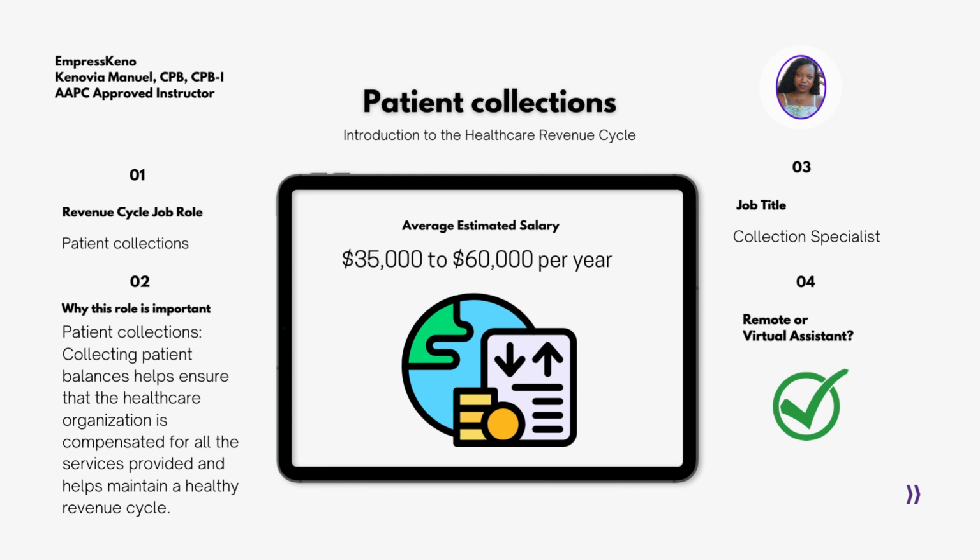Patient collections. This aspect of the revenue cycle occurs once all efforts have been exhausted at collecting any outstanding monies that are due from insurance. Once anything that has been allocated to be cost shared by insurance, i.e., a deductible, copay, or coinsurance, is determined, patient collections is then the next step in the revenue cycle. Collecting patient balances helps ensure that the healthcare organization is compensated for all of the services provided, and it helps to maintain a healthy revenue cycle.